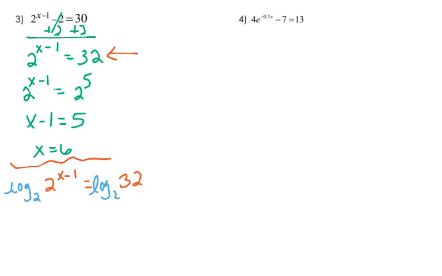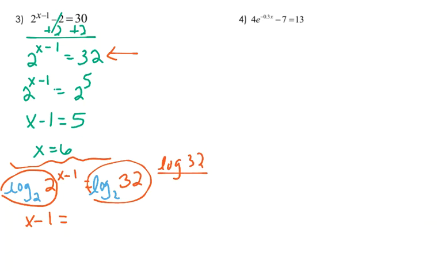So on the left, all of this would just disappear with properties of logarithms, and I'd have x minus 1 is equal to, if you can't simplify this, you can go back to your common logs, change it to log base 10 of 32 divided by log base 10 of 2, type that into the calculator, and it will be 5. Sometimes it's going to be an ugly decimal, and then you can just go from there, but you would get the same answer.